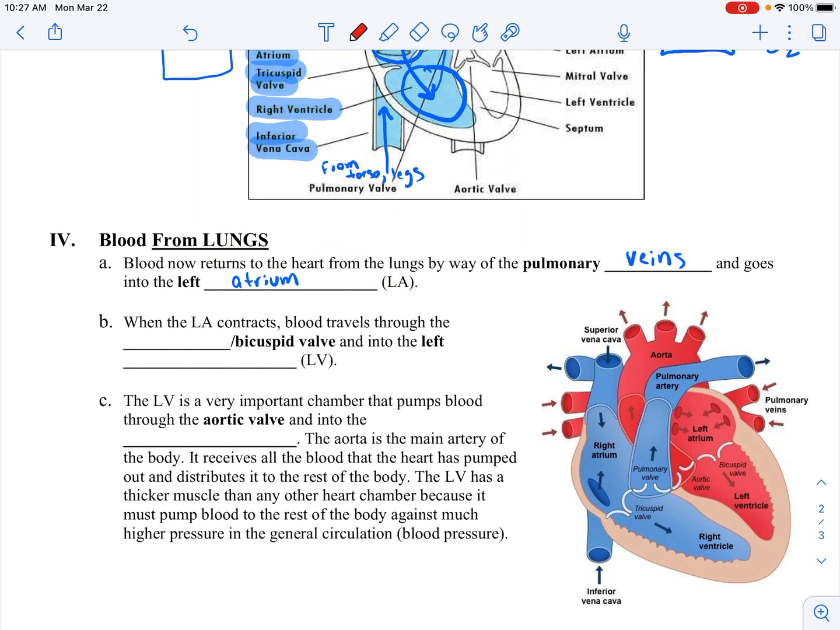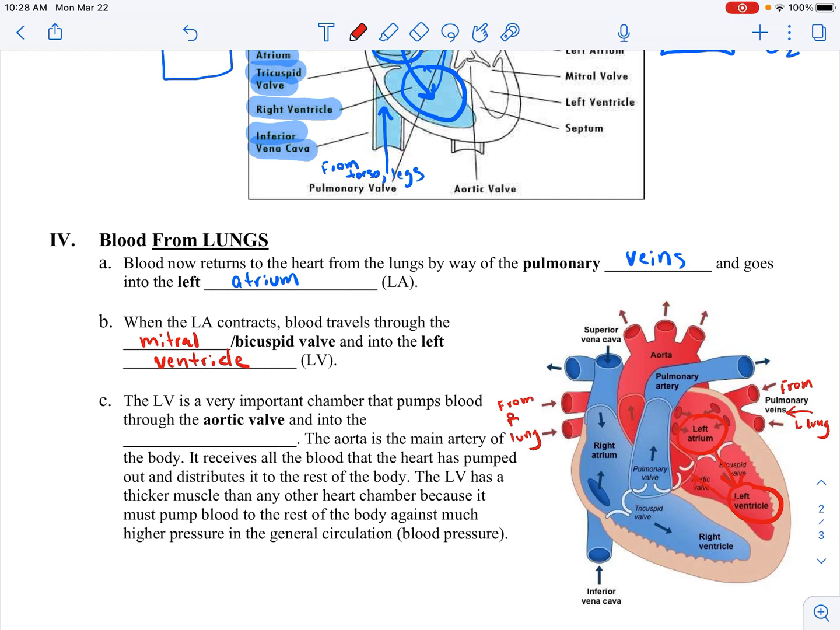I'm going to change to red. So here are the pulmonary veins from the left lung, and over here from the right lung. And we're going to enter the left atrium. The blood's going to go down through a valve, which is called the mitral or bicuspid valve. Either name is okay. And the blood will then enter the left ventricle, which is here.